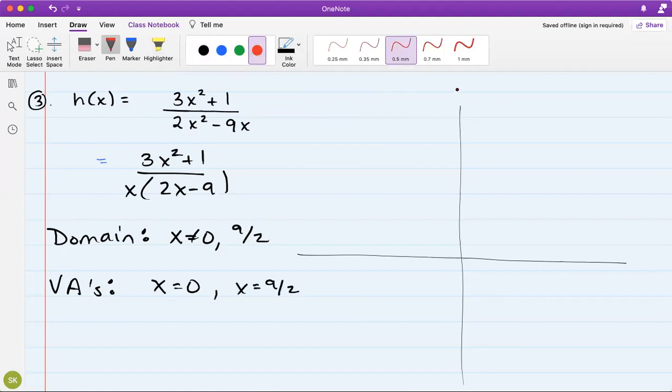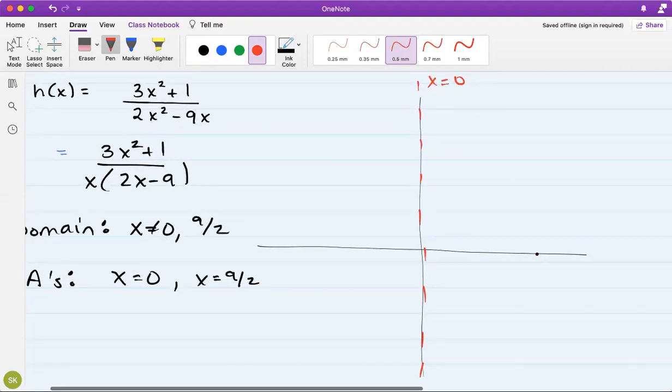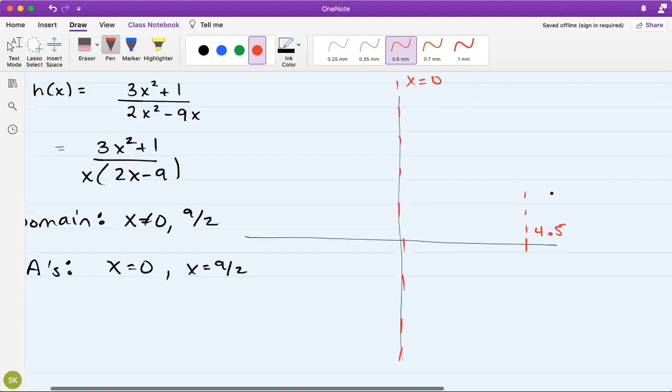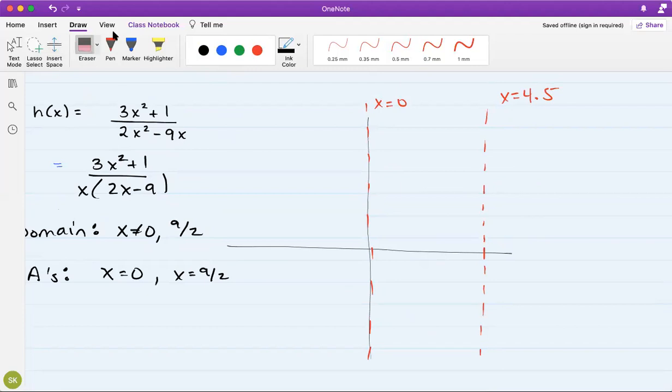So let's draw two dotted lines at x is equal to 0. I'm going to write that here. And also 9 over 2. So that's 4.5. Let me zoom out a little bit. So x is equal to 4.5. Let's put that here. I don't need this point here.